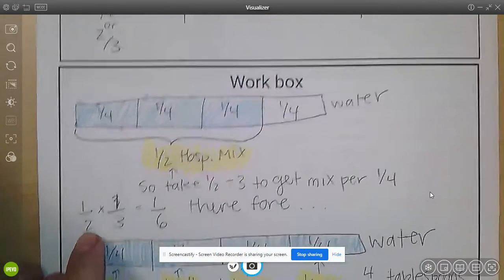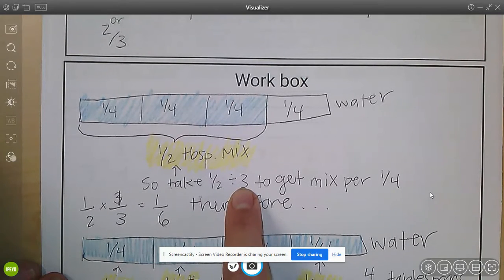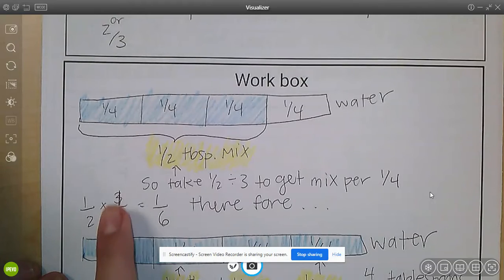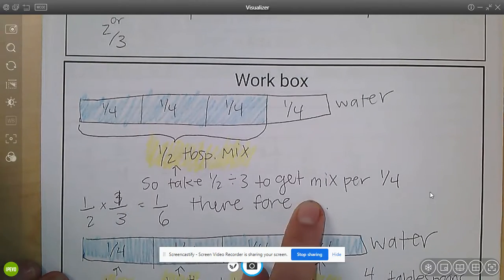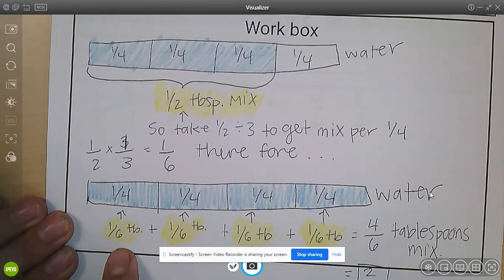So by doing that, 1/2 divided by 3, you would do keep, change, flip. So I had 1/2 times 1/3, because 3 would be 3/1. Multiply straight across, 1 times 1 is 1, 2 times 3 is 6. Therefore, every 1/4 cup of water is worth 1/6 tablespoon of drink mix.